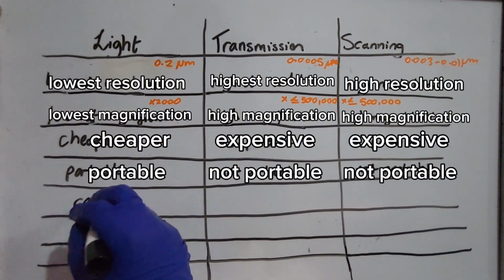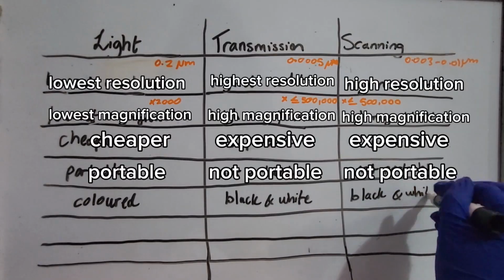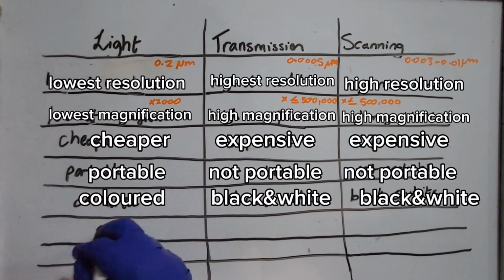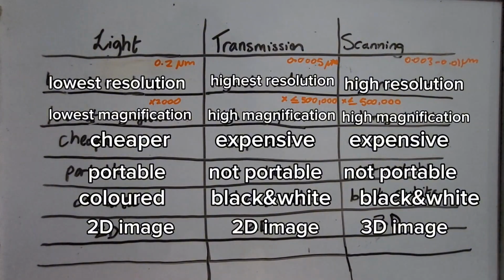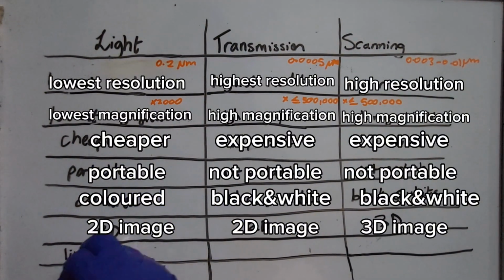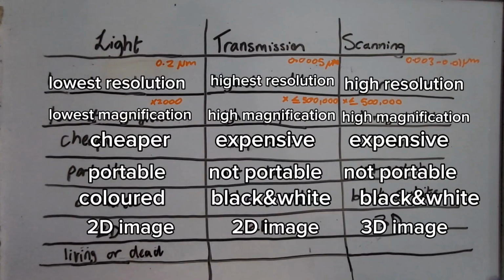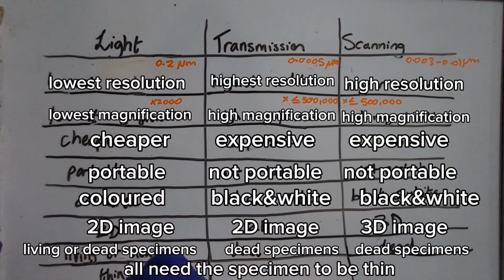Light microscopes use light and so they form coloured images, but TEMs and SEMs only produce black and white images. Both light microscopes and transmission electron microscopes produce 2D images, but scanning electron microscopes produce 3D images. The specimens for light microscopes can be dead or alive, but for TEMs and SEMs, since the electrons are passed through a vacuum, the specimens must be dead. In all cases, the specimens should be very thin to be seen.